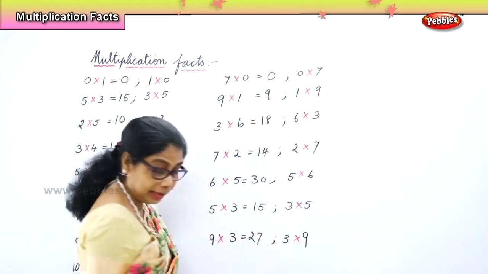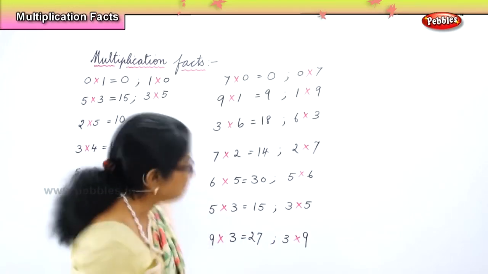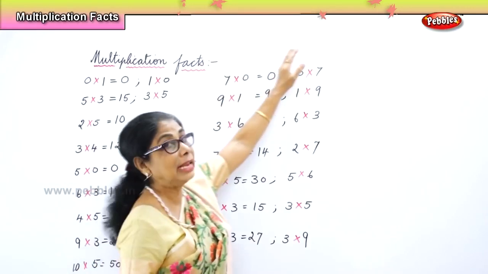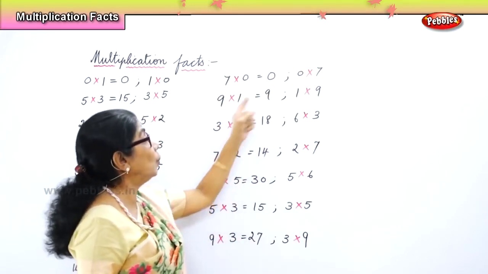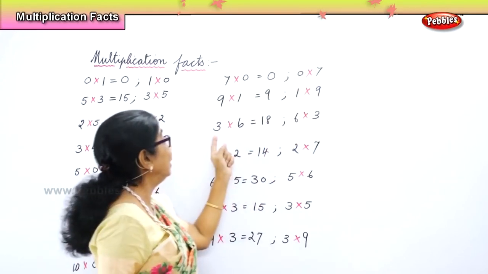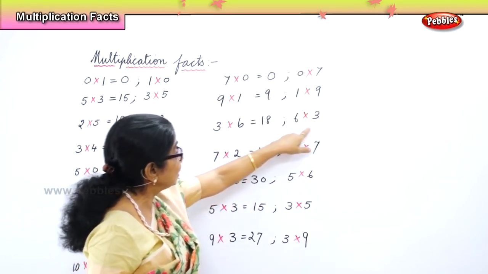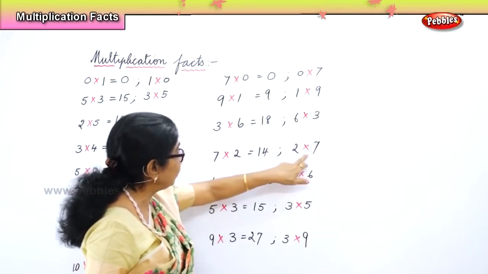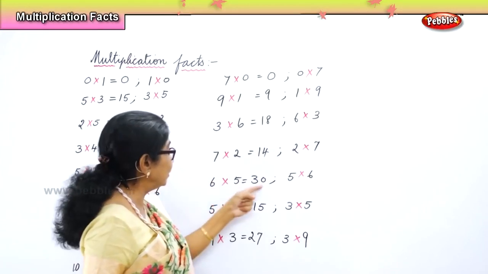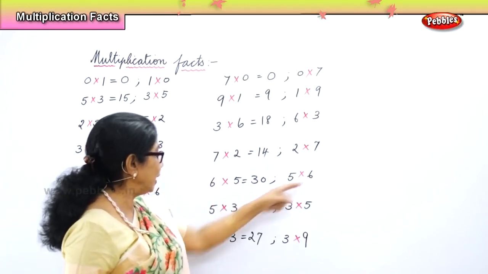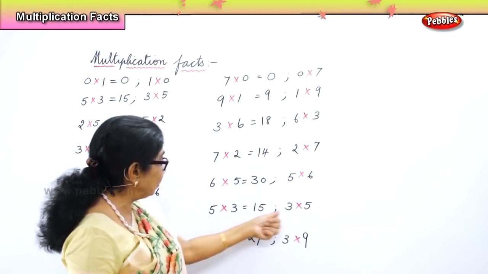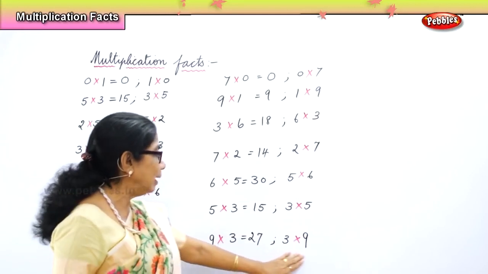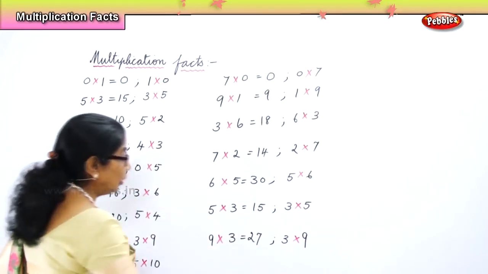What did we learn today? We learned the multiplication facts. What is 7 into 0? Same as 0 into 7. 9 into 1 is same as 1 into 9. 3 into 6 is same as 6 into 3. 7 into 2 is same as 2 into 7. And 6 into 5 is same as 5 into 6. 5 into 3 is same as 3 into 5. 9 into 3 is same as 3 into 9.